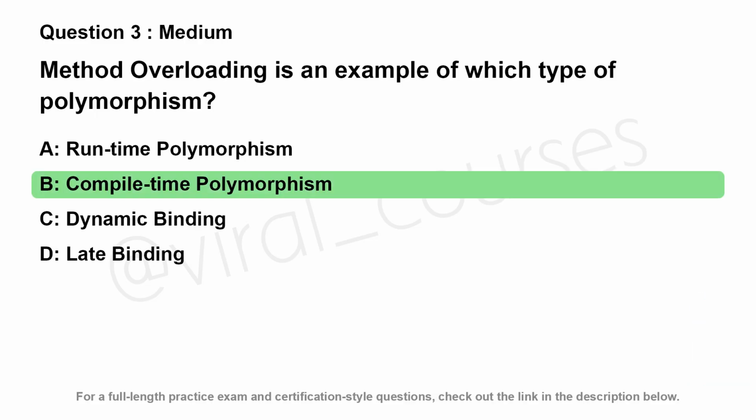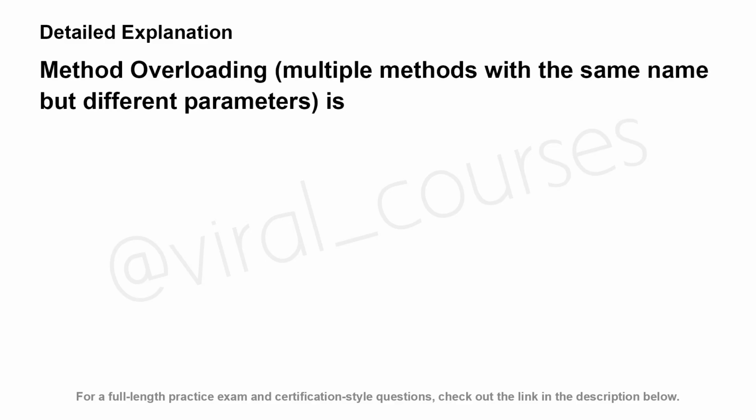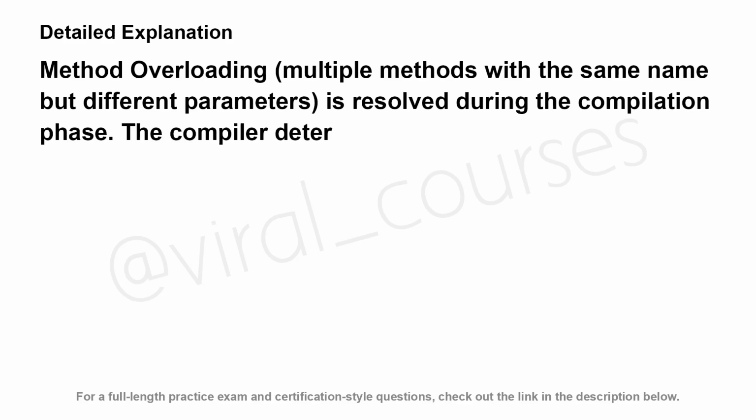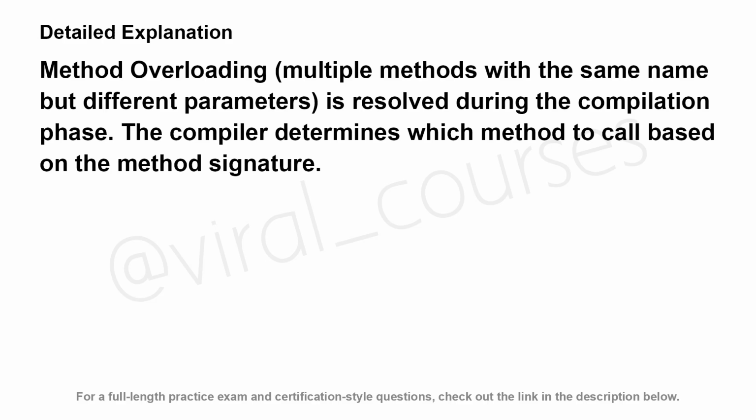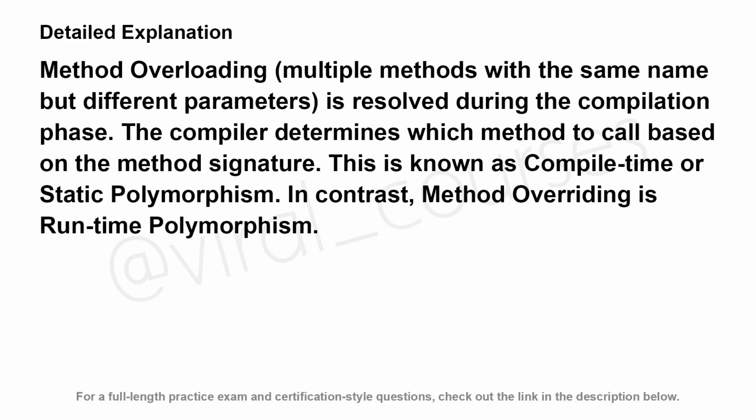The correct answer is B. Method overloading, multiple methods with the same name but different parameters, is resolved during the compilation phase. The compiler determines which method to call based on the method signature. This is known as compile time or static polymorphism. In contrast, method overriding is runtime polymorphism.